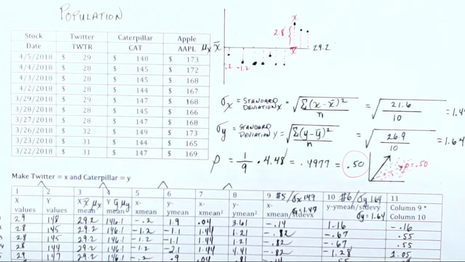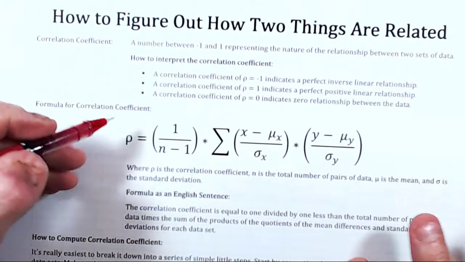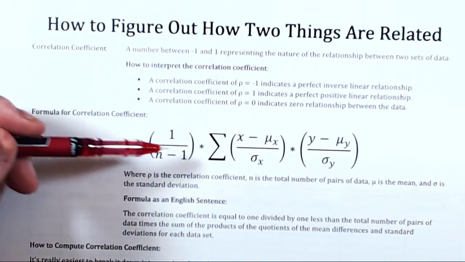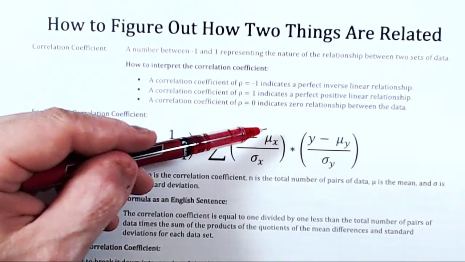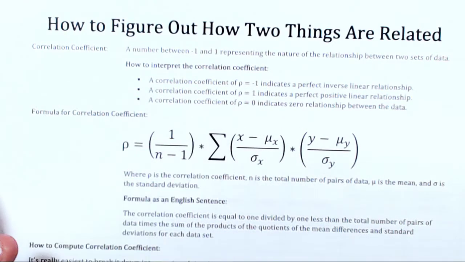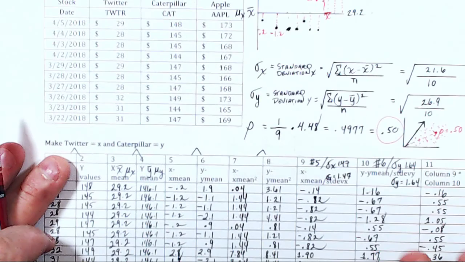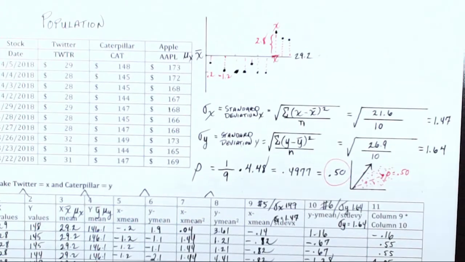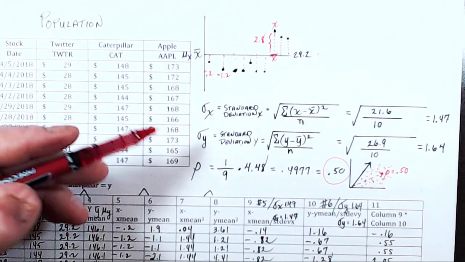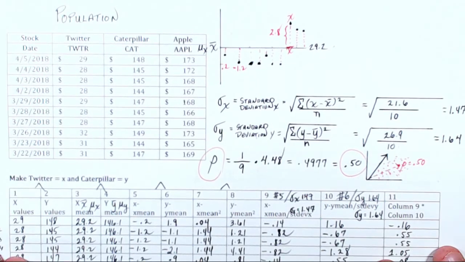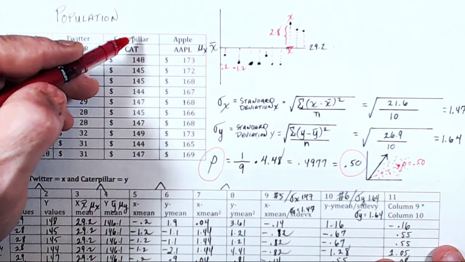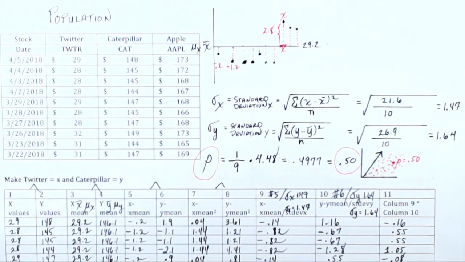I'll use a fresh equation. You found all of this. You found the standard deviations. You found the means, the differences from the means. You were able to compute the sums of those things. You filled out an enormous table of data. And you found and interpreted the rho value, or the correlation coefficient, for Twitter versus Caterpillar. So if somebody says are Twitter and Caterpillar correlated, you say, well, they're correlated. The correlation coefficient is 0.5. So they're kind of weakly correlated, is what you could tell people.